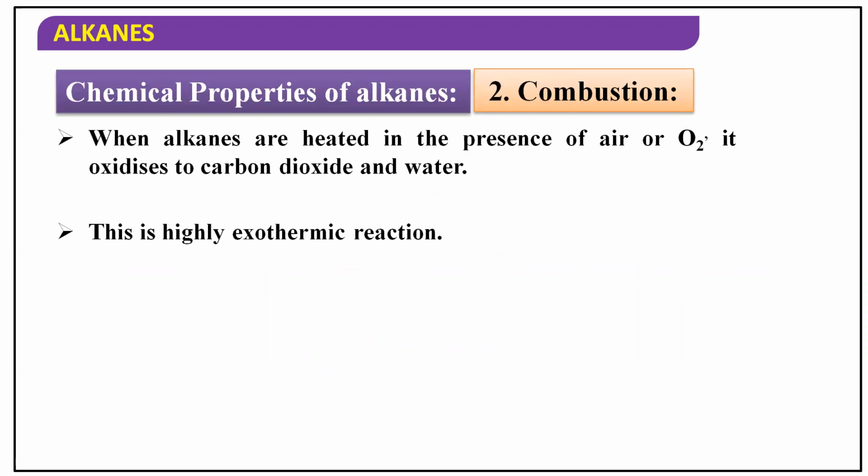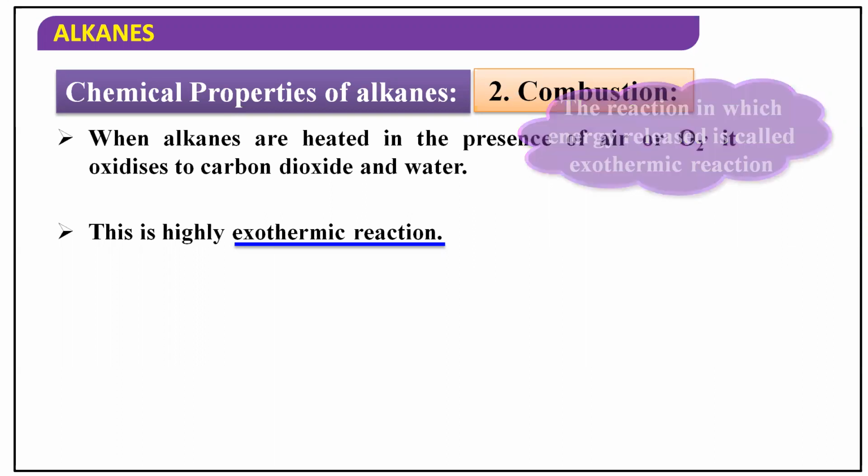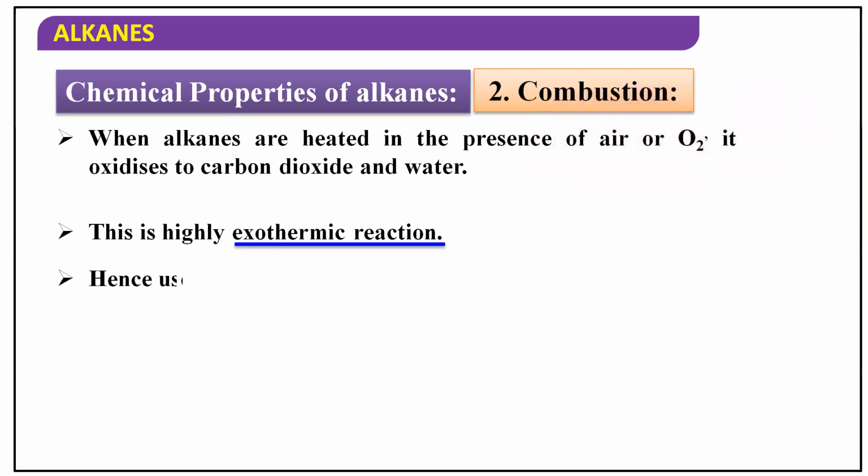Okay, this is combustion related. When alkanes are heated in the presence of air or O2, they oxidize to carbon dioxide and water. This is a highly exothermic reaction, right? We discussed endothermic and exothermic. Exothermic is where energy is released. Delta H will be negative for that. Hence, it is used as a fuel.